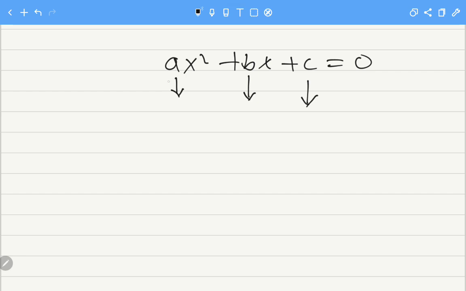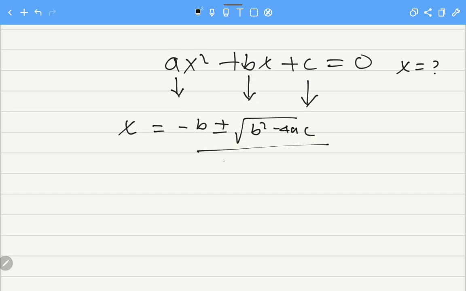So in this case, how do we solve for x? How do we get x, or how do we get x's? There may be two values for x. So to do this, one of the x's is going to be minus the coefficient of x, plus or minus the square root of b squared minus 4ac, divided by 2 times a. That is the formula.